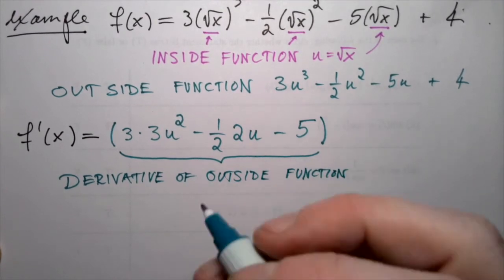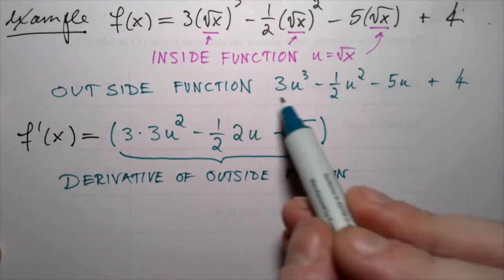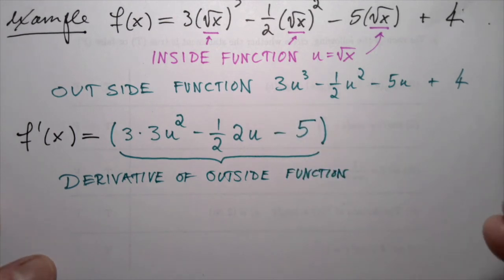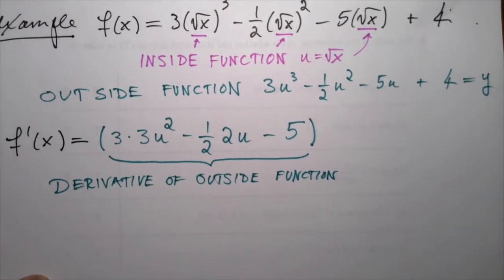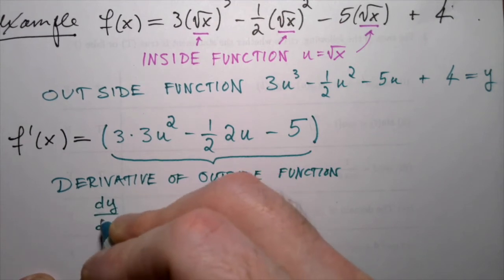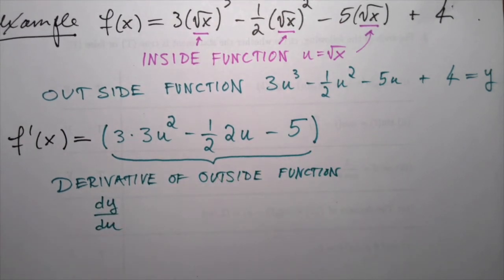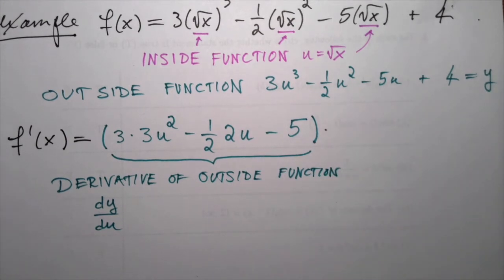All right. So in other words, if we're thinking of y as the total output of this polynomial, in other words, if I set this equal to y up there, then we can think of that derivative as the dy by du term in the chain rule, if we want to think of it using Leibniz notation. Now we need to multiply by the derivative of the inside.